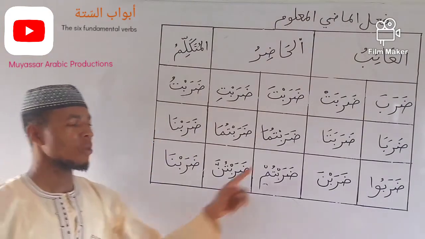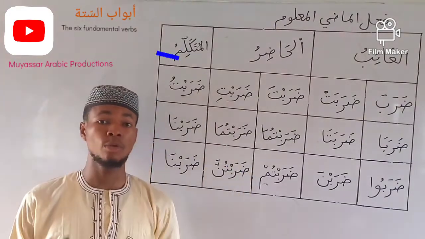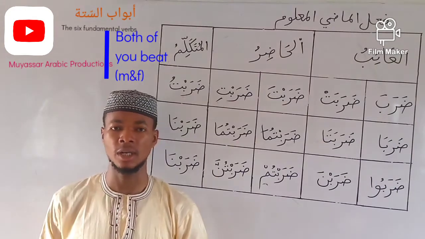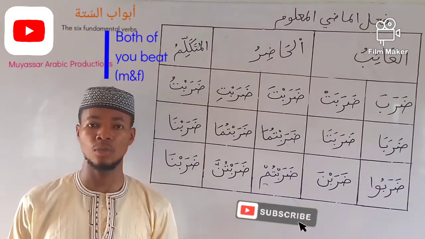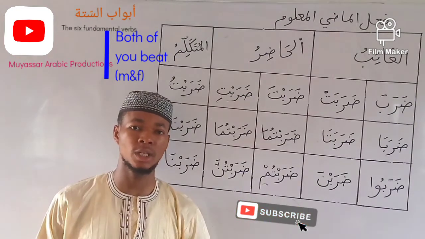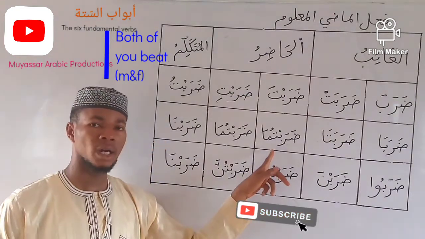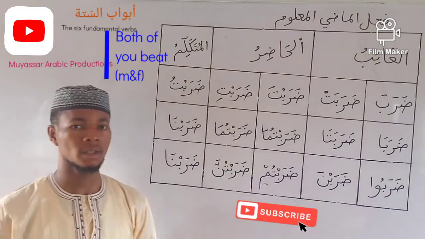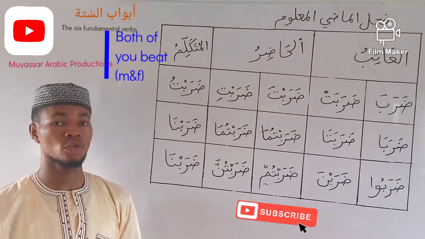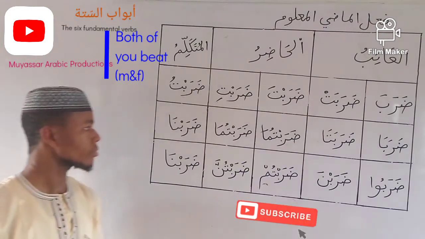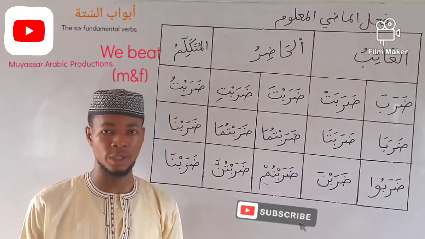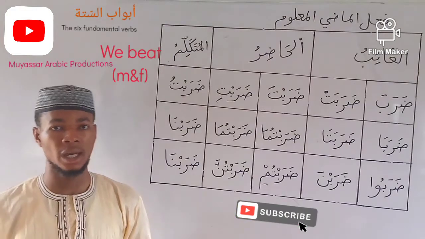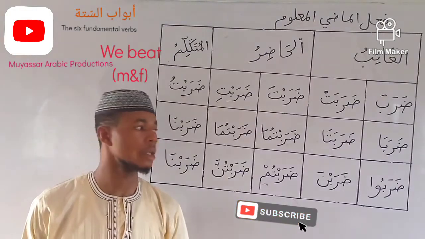Now the next is darabtuma, meaning both of you beat in masculine gender. Then we also have darabtuma, meaning both of you beat in feminine gender. Meaning you can use the verb darabtuma to refer to both the male and the female, meaning both of you beat. Now the next is darabna, meaning we beat for both the masculine gender and the feminine gender.